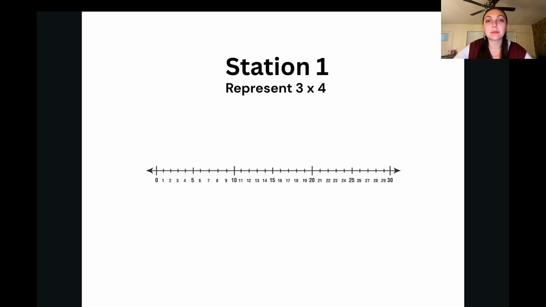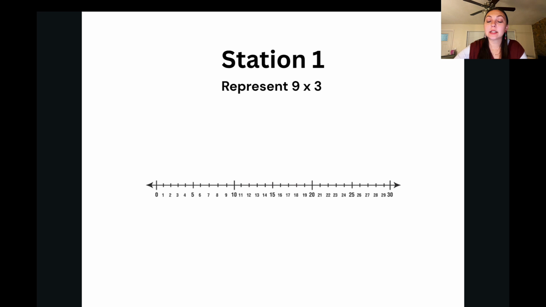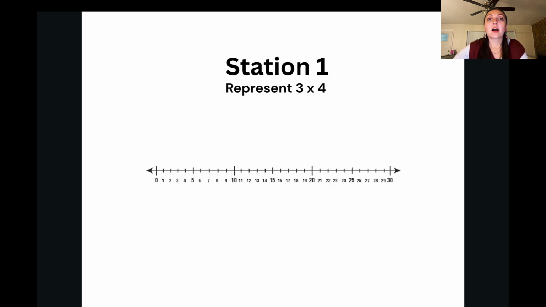Okay, so if you are at station 1, this is what you're going to see. You're going to see this number line that has 3 times 4, this number line with 5 times 6, and this number line with 9 times 3. So using these 3 number lines, you are going to work as a group. And so I'm going to act as if I'm in the group and show what you would be doing during these 2 to 3 minutes per station.